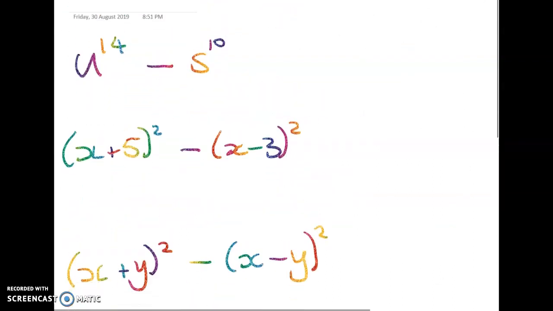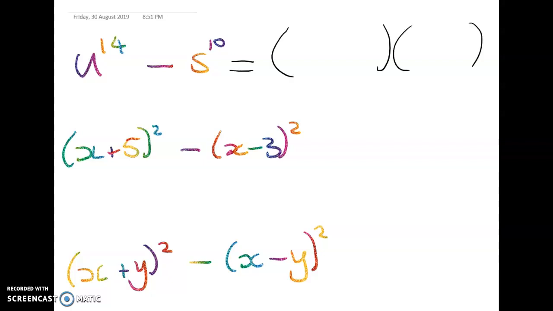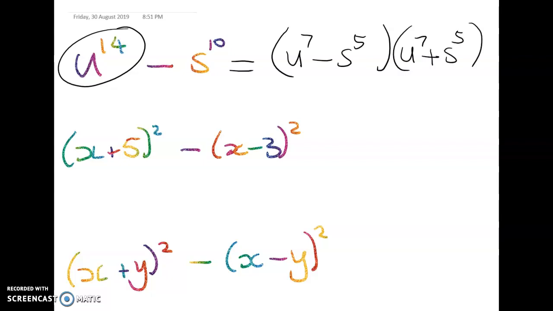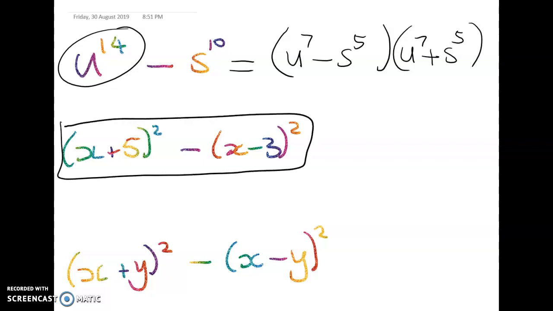Okay, now we're starting to crank it up a little bit. Here, this is one like the ones we've done. u to the power of 14 has a square root of u to the power of 7. So it's u to the power of 7 minus s to the power of 5, plus s to the power of 5. Now I've put in some more fun ones to end up with. Suppose that we've somehow got this out of a problem.